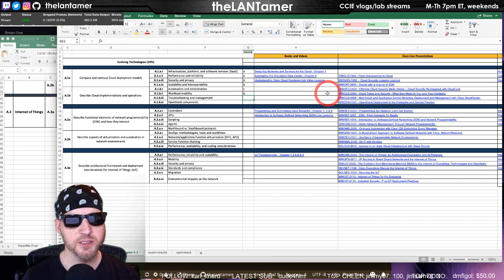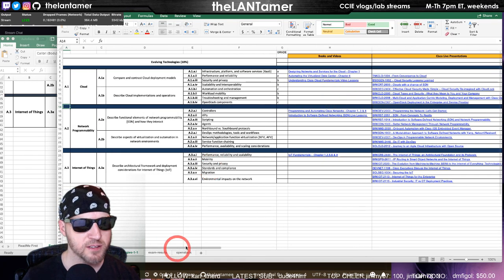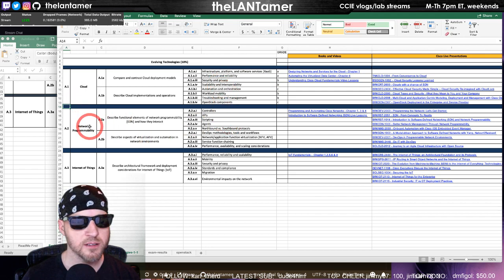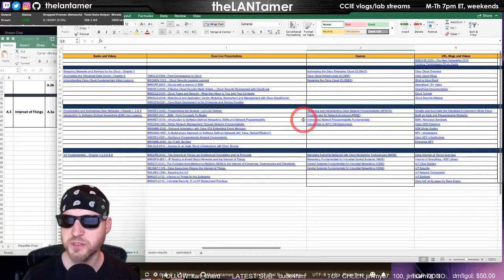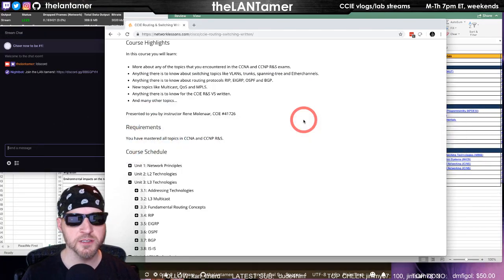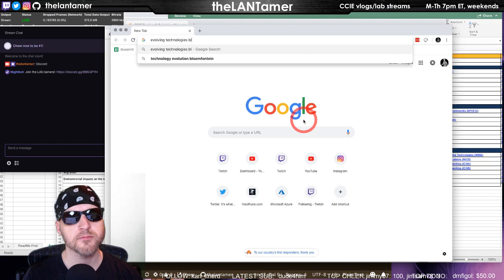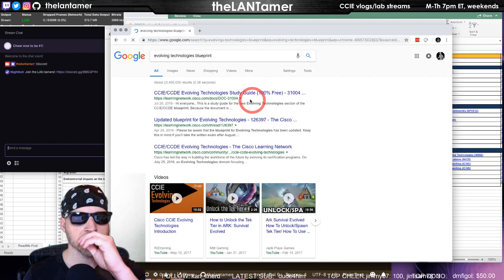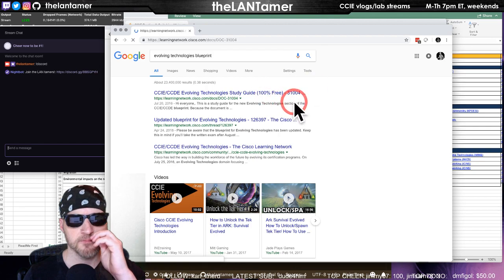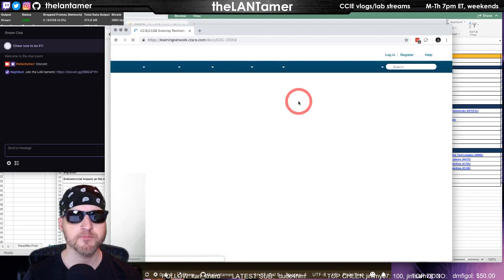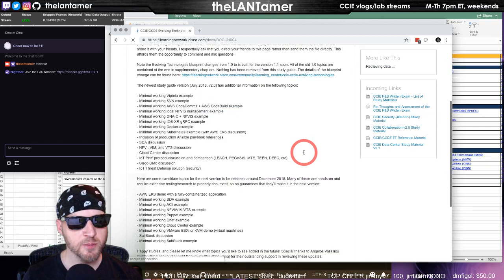Workload mobility, B. Troubleshooting management. OpenStack components, C. Wait, is this 1.1? Internet of Things. Yeah, I think OpenStack components is still there, right? Let's double check. We do not want to be wrong about this.